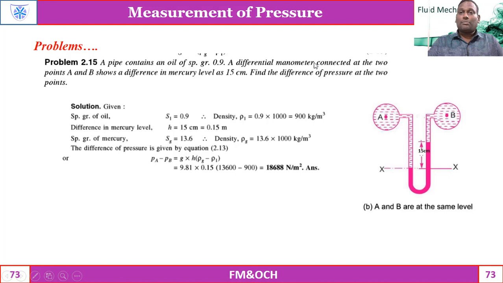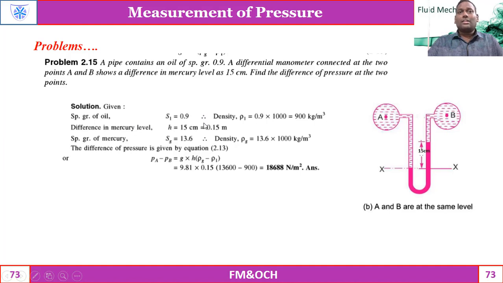A differential manometer connected at 2 points A and B shows a difference in mercury as 15 centimeters. Find the difference of pressure at the 2 points. Here you can see the two pipes are at the same level. The specific gravity of the working fluid is given as 0.9. So we need to find the difference between PA and PB. The given data is specific gravity.